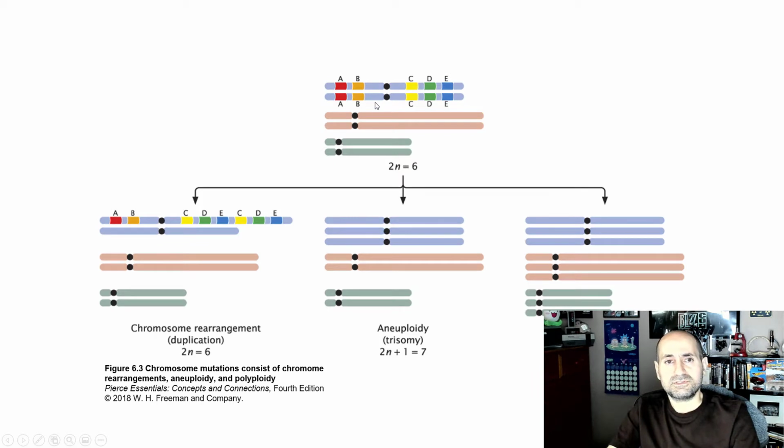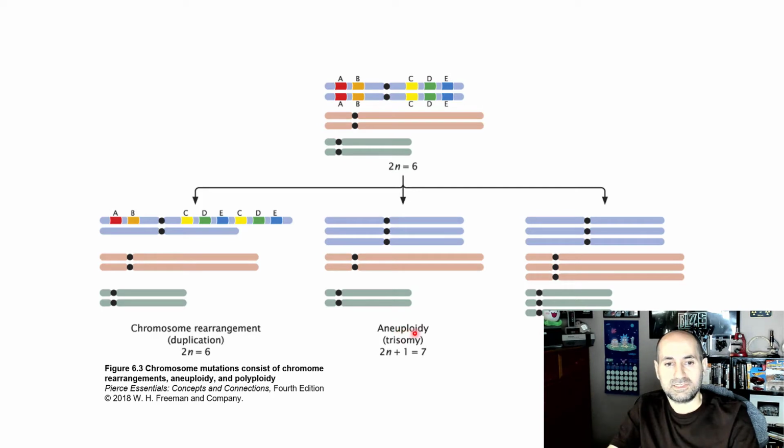Now, you can see here the difference between those three. You can have, again, chromosomal rearrangements. This changes the actual chromosome structure. So in this case, it looks like alleles C, D, and E have been duplicated. So this part of the chromosome has been duplicated. So now you have two copies of that part of the chromosome. See how that would extend the chromosome out and change the structure of this chromosome.